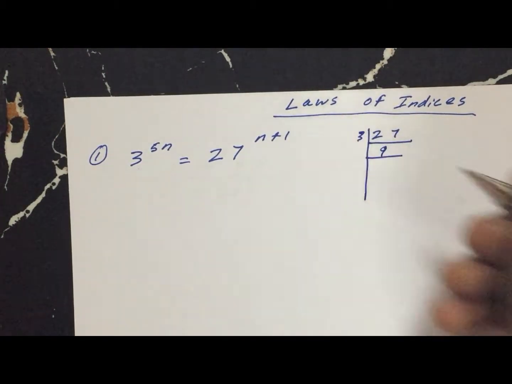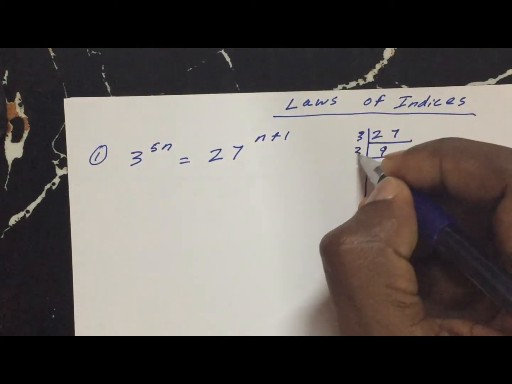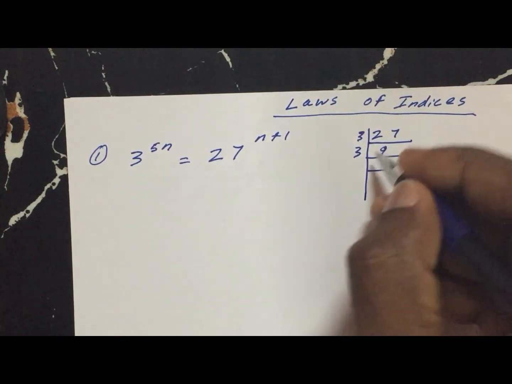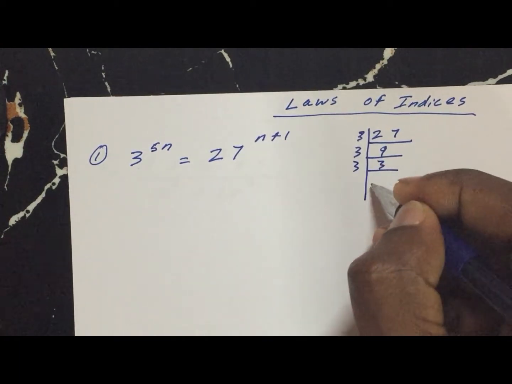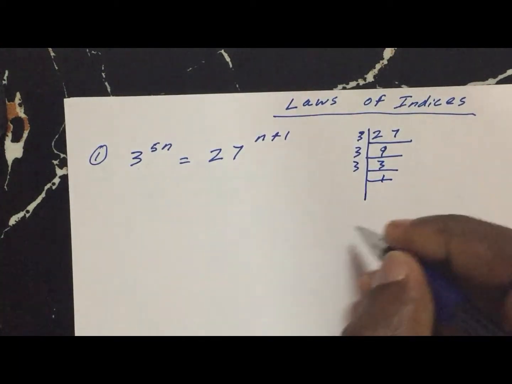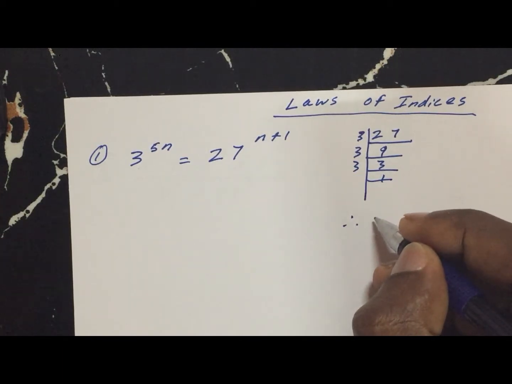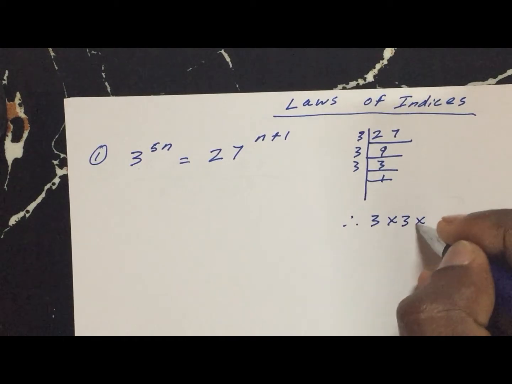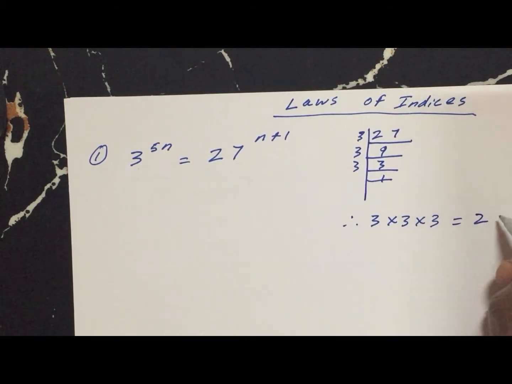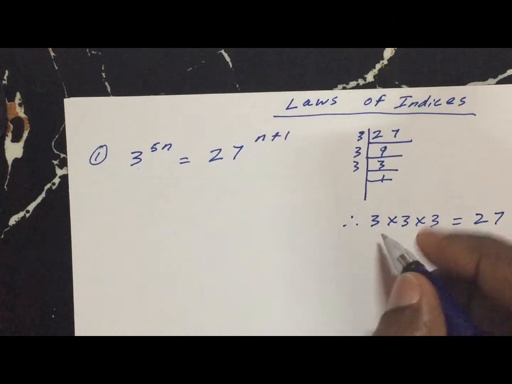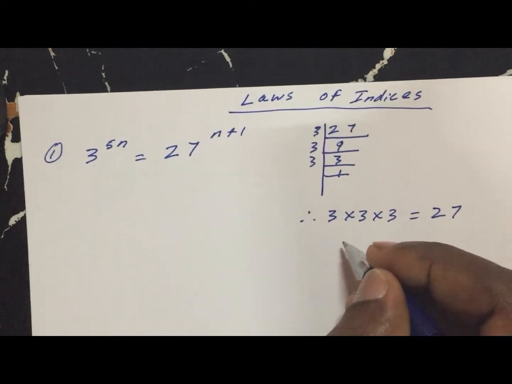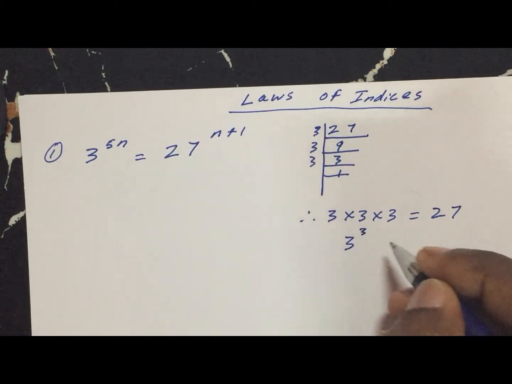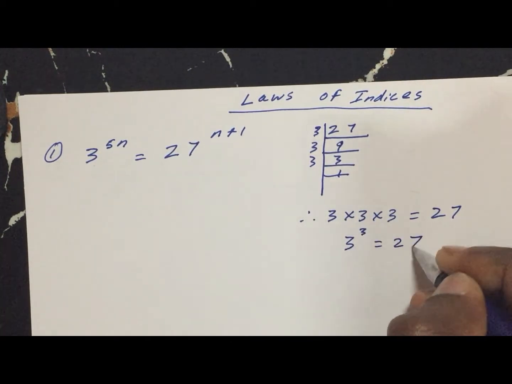3, 9, continue dividing by 3, what's the next we have? 3, then 3, and 1. So therefore, we can clearly see that 3 times 3 times 3 is equal to 27. This can be rewritten as 3 raised to the third power is equal to 27.